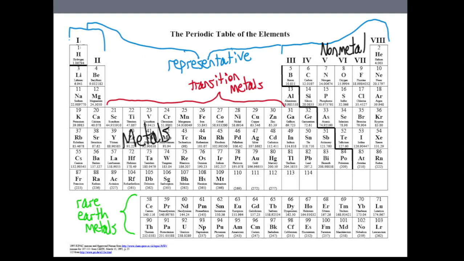Okay, and hydrogen, we'll consider hydrogen to be a non-metal because it is above that line. The only reason that hydrogen is on the left side of the periodic table is just to make it look symmetrical and pretty. Now let's talk about each one of these groups real quick.